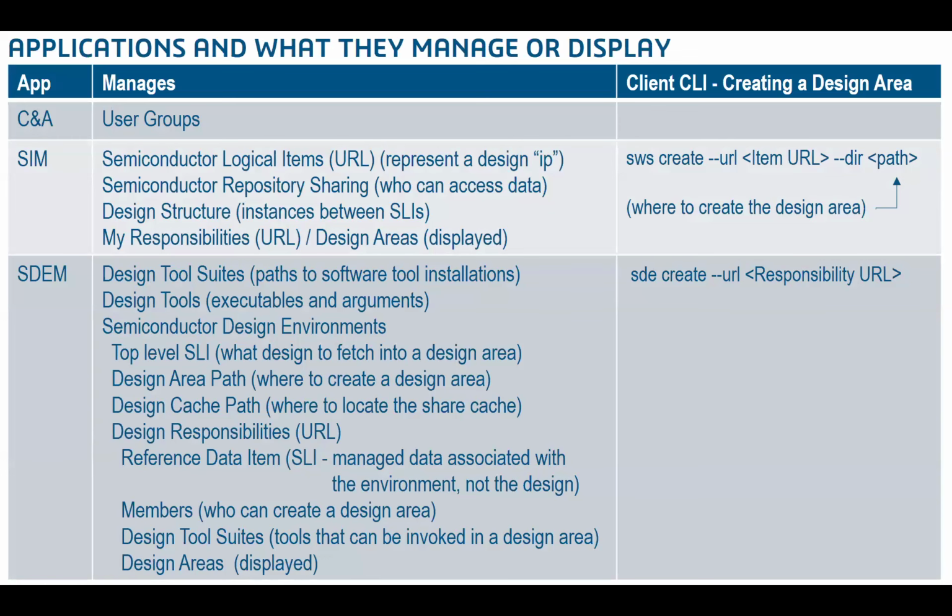So what do each one of these applications do? User groups just group names of people together. The semiconductor item management, its primary business object, is a logical item. That's what represents a design IP, if you will, a managed data set. It has a URL, and if I ran an SWS create on that URL, told it where I wanted to put it on the client side, I would get the design data. This also has the semiconductor repositories we've been working on for several years now, and controls access to who can read and write data in these repositories.